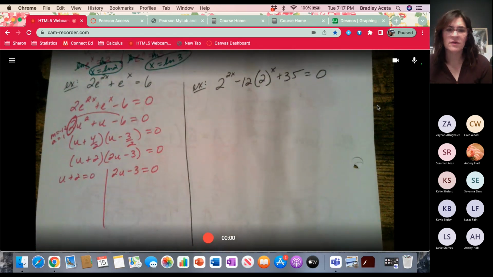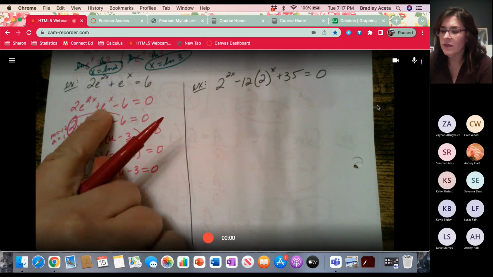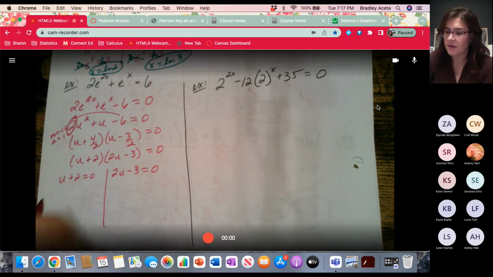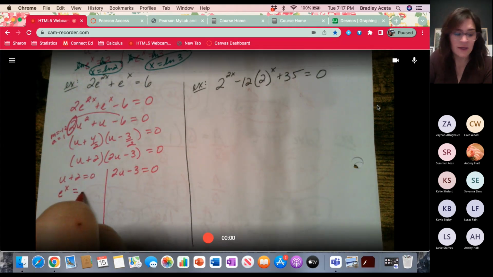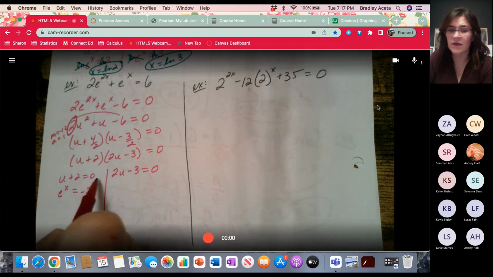2u minus 3 equals 0. Again, you should know how to do all that. That's factoring. But now, instead of u, remember, what did we let u be? We let u be e to the x. So this is really e to the x equals negative 2, if I subtract that 2 over.